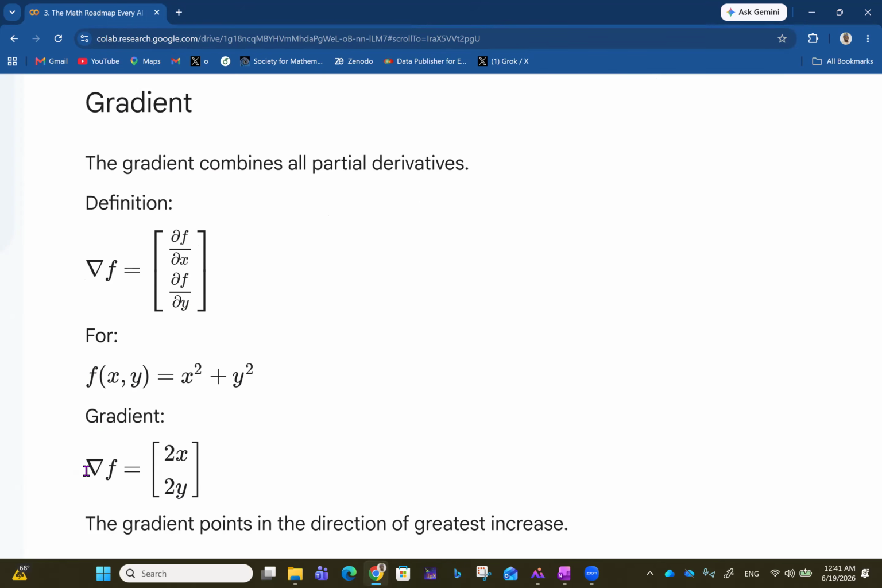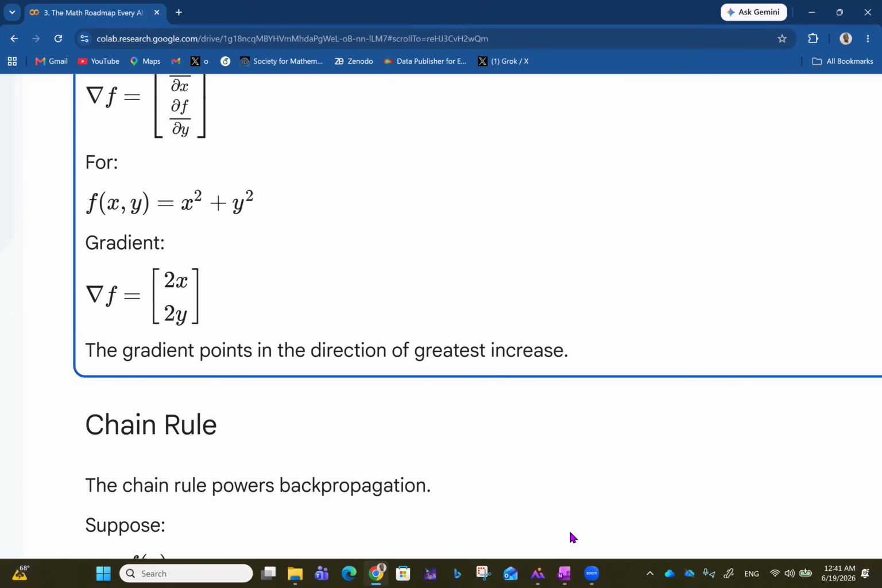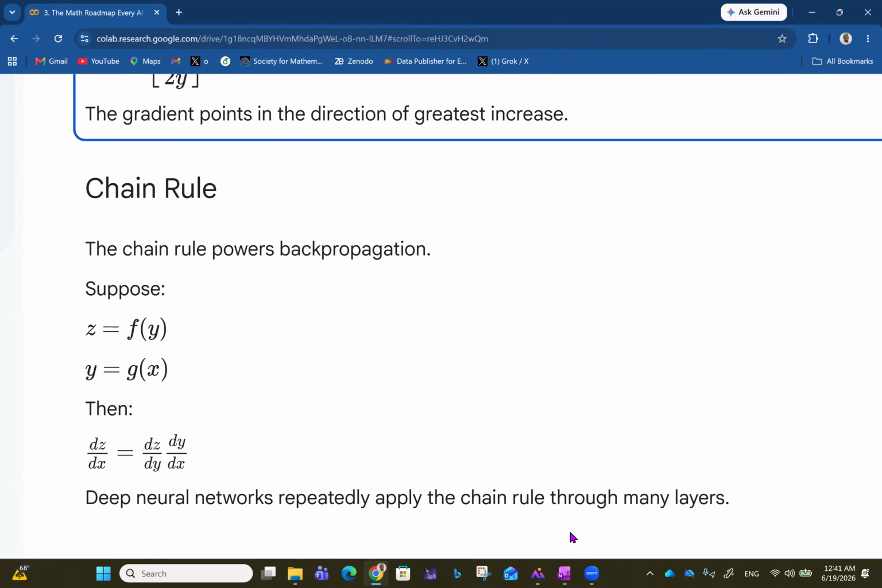So the gradient is partial f, which is differentiating with respect to x, you get 2x, with respect to y, you get 2y. So the gradient points in the direction of greatest increase because it's like a kind of slope. So the gradient points in the direction of the greatest increase. And that leads us to chain rule, still under calculus.